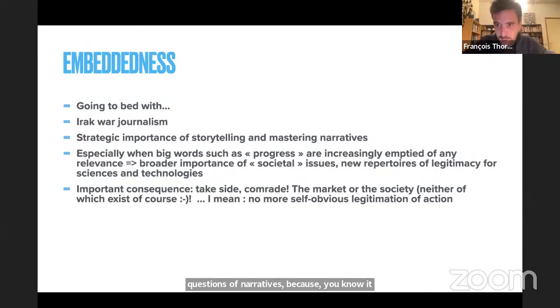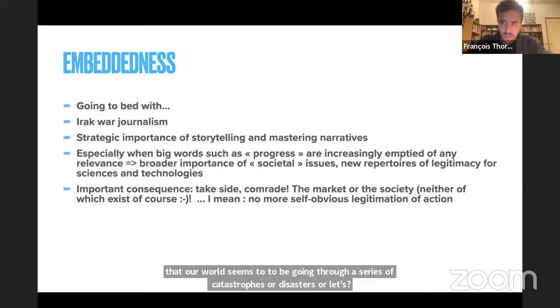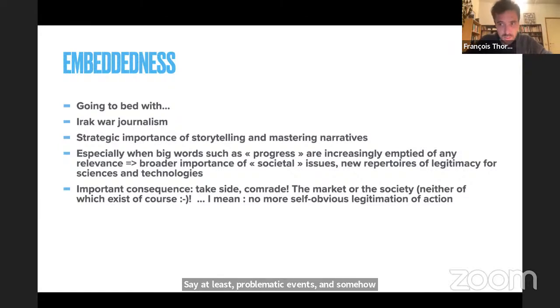I guess you captured as well as I do that our world seems to be going through a series of catastrophes or disasters, or let's say at least problematic events, and somehow it seems that the reference to progress is no longer actionable for scientists, like progress for its own sake, progress in itself. I think less and less people, and scientists included, do buy it. Like, it's gonna go well. It's for the best. It's gonna be fine. I think progress is losing traction as a narrative. That's the guess. And if that guess is right, then we need to come up with new narratives.